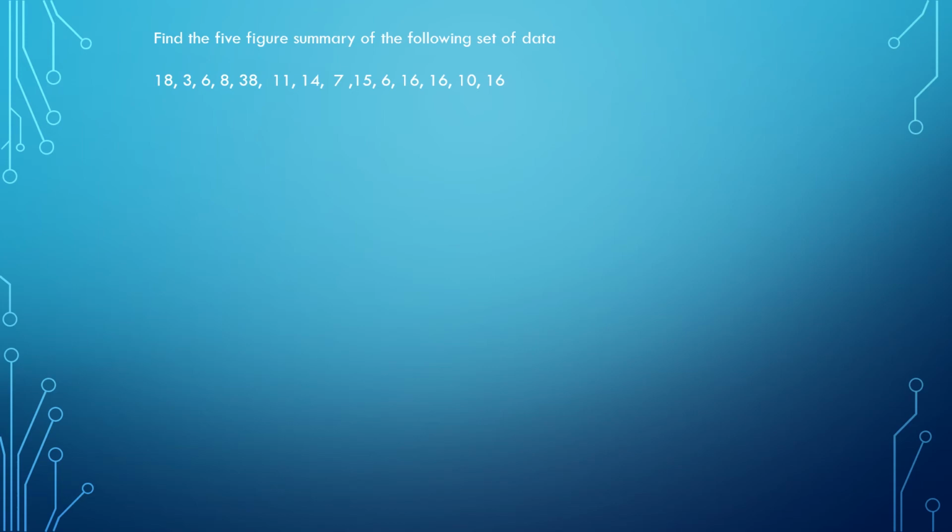First thing we're looking for is, are the numbers in order? No, they're not, so we're going to have to order them again, which is always a pain that we hope we don't have to do. However, it is necessary for our steps, and so once we've reordered the numbers, we end up getting 3, 6, 6, 7, 8, 10, 11, 14, 15, 16, 17, 16, 18, and 38. After that, we're following the exact same steps as before.